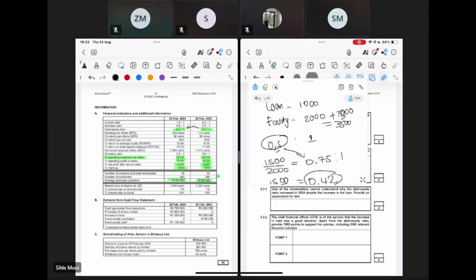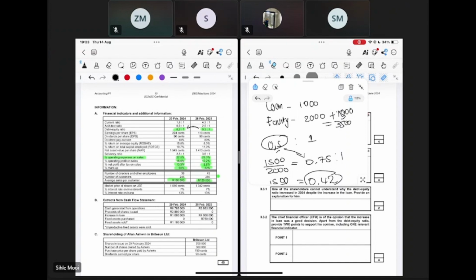Is that making better sense now? Yes, thank you. Okay. So your reason there would be the share equity also increased. So that's why your debt to equity ratio decreased, even though the loan was increased.